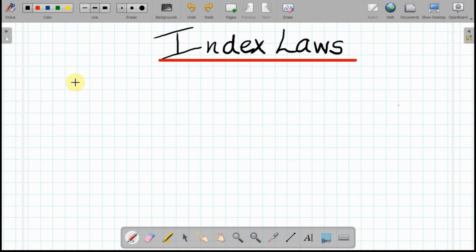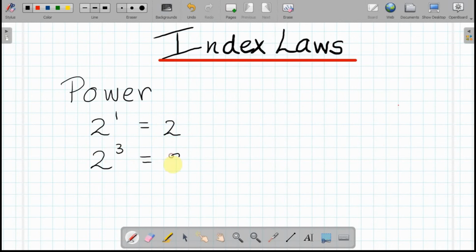The word index also means powers. Okay, and power tells you how many times a number multiplies by itself. So for example, 2 to the power 1 is just 2. It's multiplied by itself once. 2 to the power 3 is 2 times 2 times 2. And if someone asks you for the value of 2 to the power 3, that would give you 8.